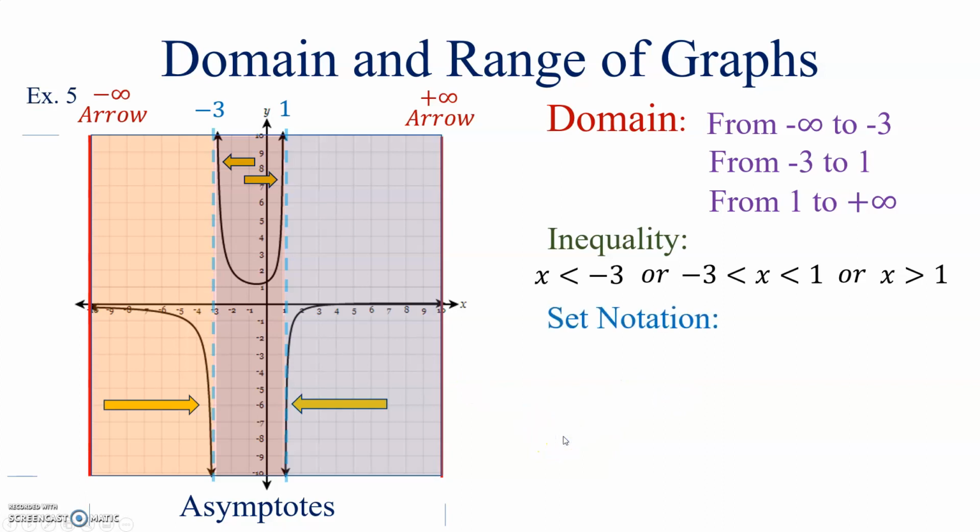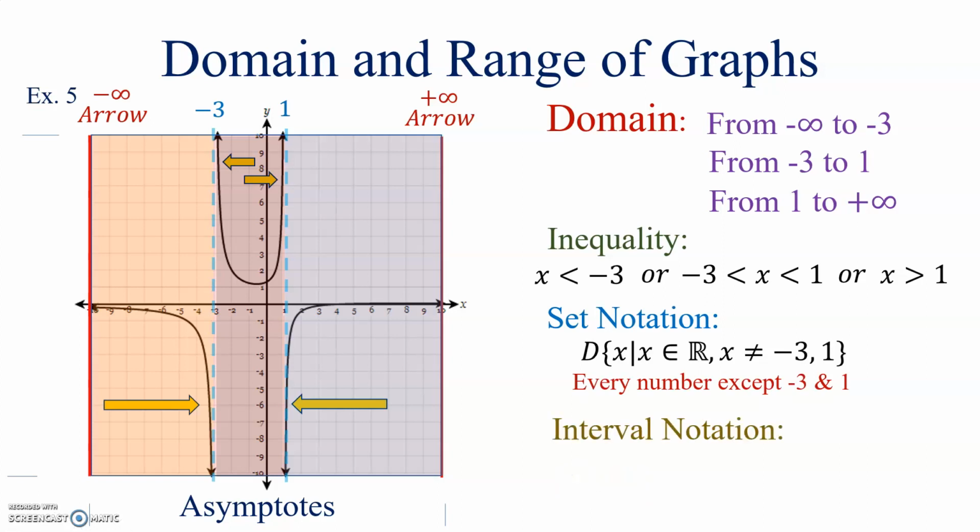And so now set notation is the exact same thing. It's a set of all real numbers. Now it's just showing, these are the two values you can't have. All right, every number except -3 and 1. That's basically what it says. And then interval notation, there's our three different intervals. Again, everything has parentheses, and there's our union. There's the first set, the second set, and the third.